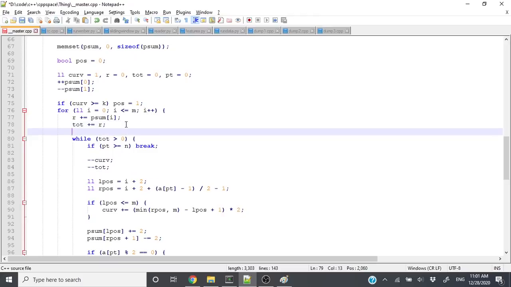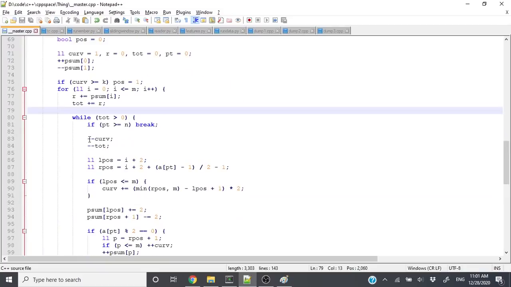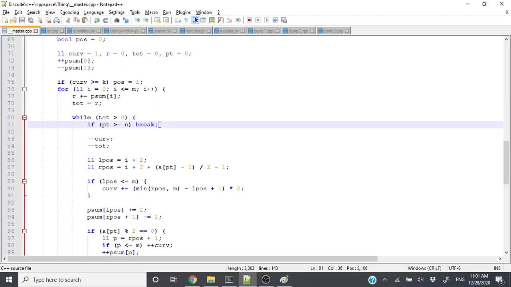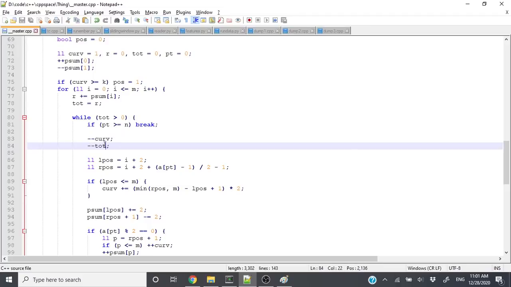Then while we have something at this location, I think we can do tot equals r, yeah. That's just the number at this location. So if point is out of range, we have no more chains we can do. Otherwise, decrease in the current because we're getting rid of something, decrease in the total because we just used it.